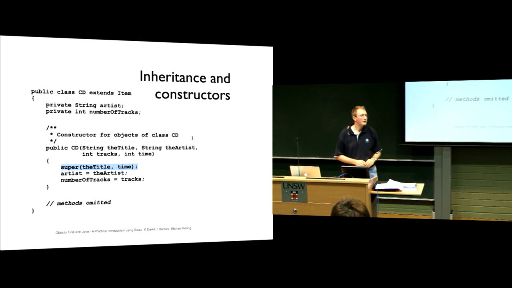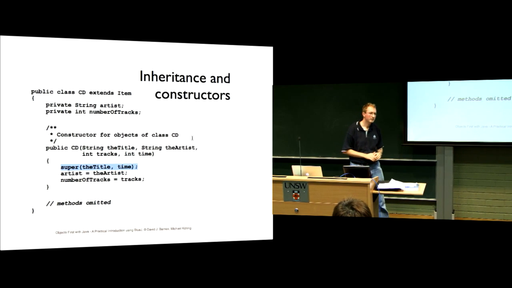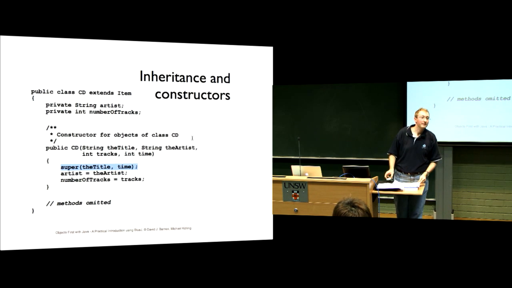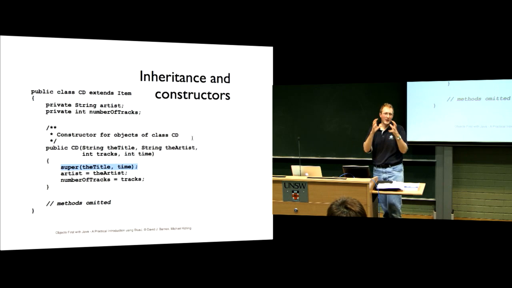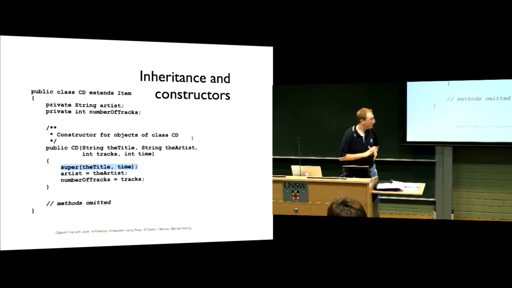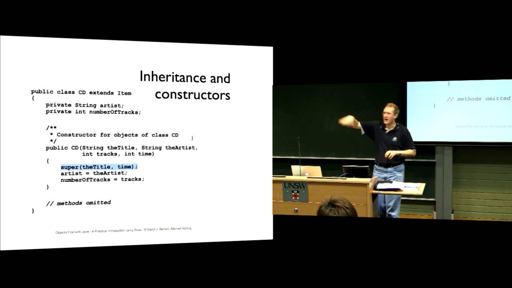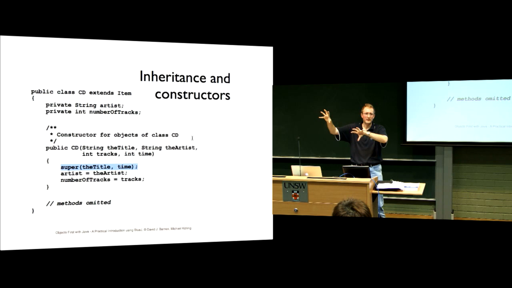Yes? Does it then create an object for item and an object for super? That's a very good question. No, it doesn't. So, it just makes one object. If when we construct a CD and we call the superclass, it doesn't make two objects. It doesn't make an item object and a CD object and link them in some way. It creates one huge object which contains all of the information from item and all the information from CD. Yeah. That's a very good question. Any other questions? No. Okay.